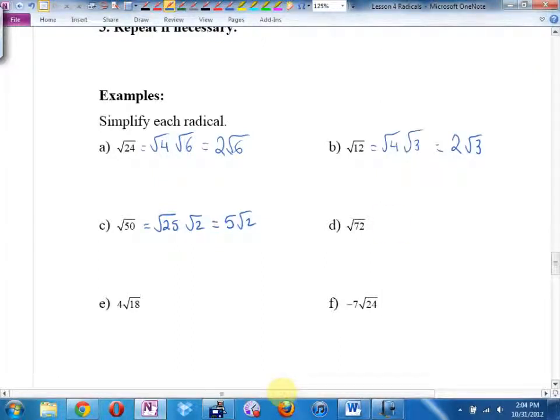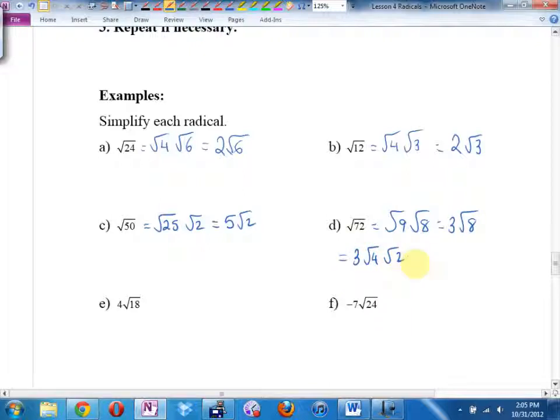D, root 72. 9 and 8. So root 9, root 8. So you're telling me it's 3 root 8? And we're wrong. Can we see why we're wrong? We're not done. Oh, 8 is what times what? This is 3 root 4 root 2.